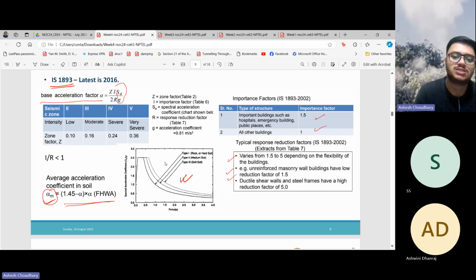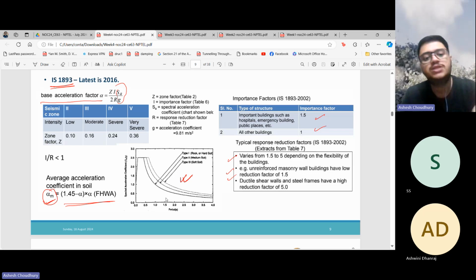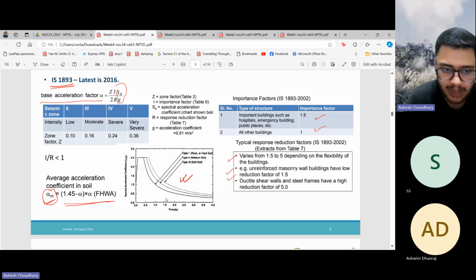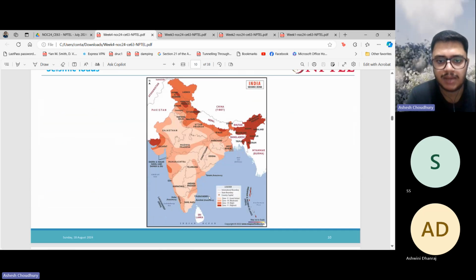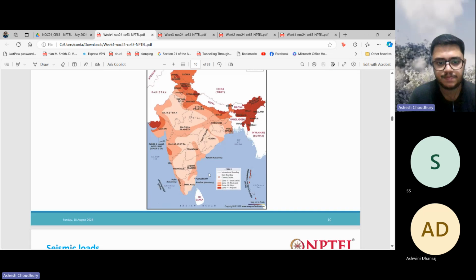This response spectra is given in IS 1893, so we can use it for India, right? But nowadays some seismic microzonation is also given. For a particular location, a specific site, you need to develop your own response spectra, so that you can analyze it. This is the seismic zonation map that you have. The northeast falls in zone 5, then you have Delhi in zone 4, all these things you can see.